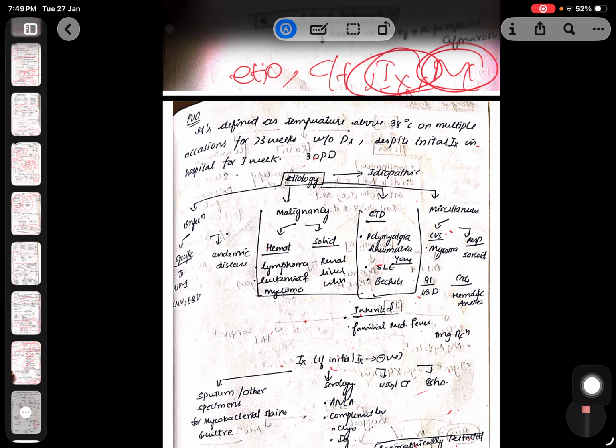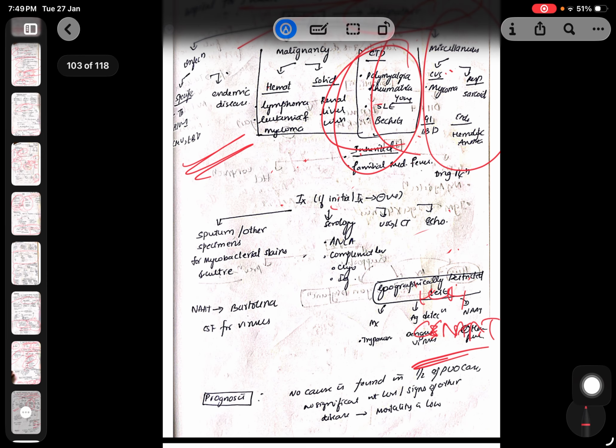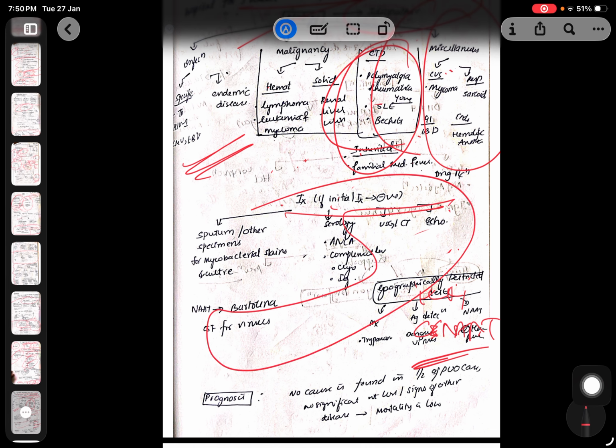So again, definition, etiology. Most of them are idiopathic, divided into infective, malignancy, and CTD, which is being tested now. Then also a miscellaneous part. Then investigation: what initial investigations you do to rule out the infective part. Then the serology part, which I discussed. Then you try to find the foci.